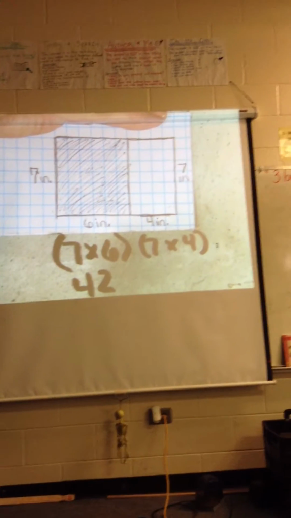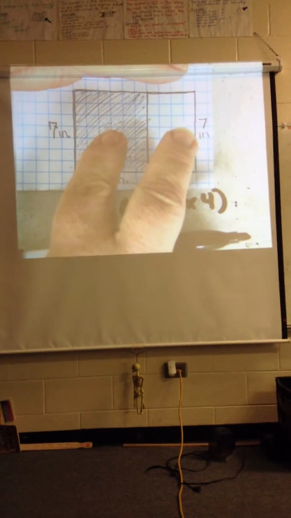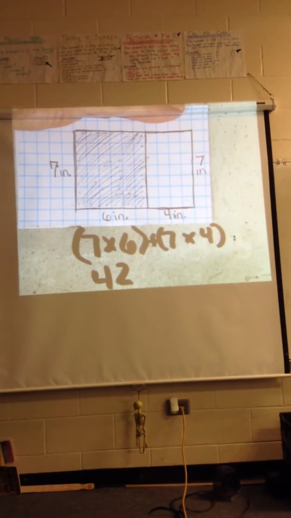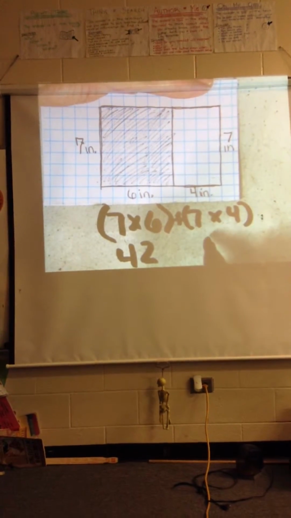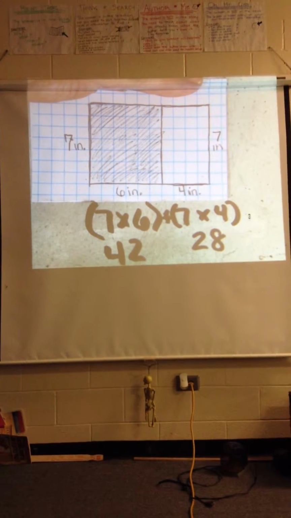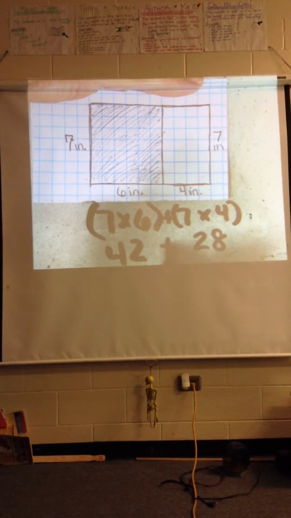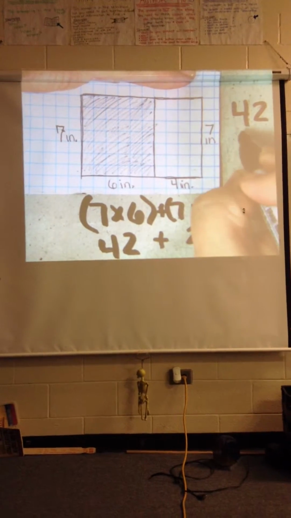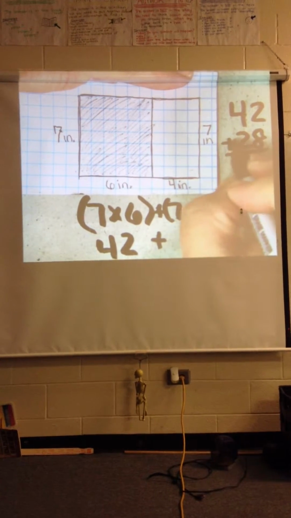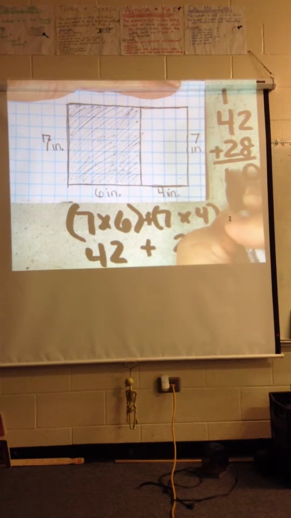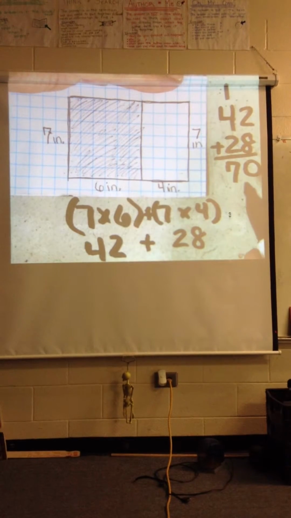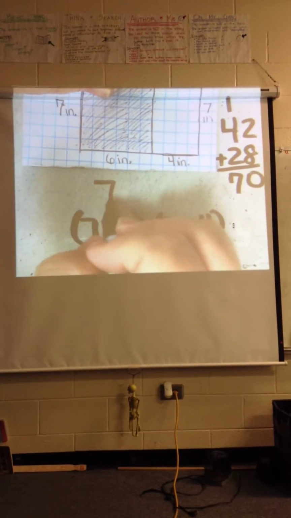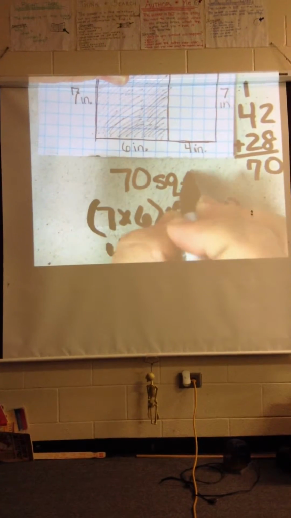Because the question said, what is the area of the two gardens combined, I will be adding those equations. 7 times 4 is 28. So 42 plus 28, kids, you know I want you to bring it over here and make that a vertical problem. And your answer is 70. However, you need to have units on it. It will be 70 square inches, or inches squared.